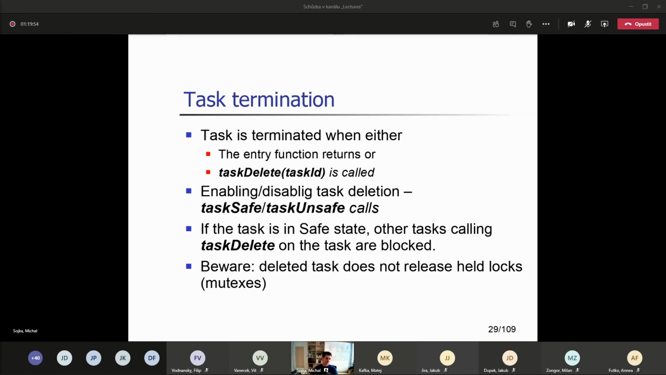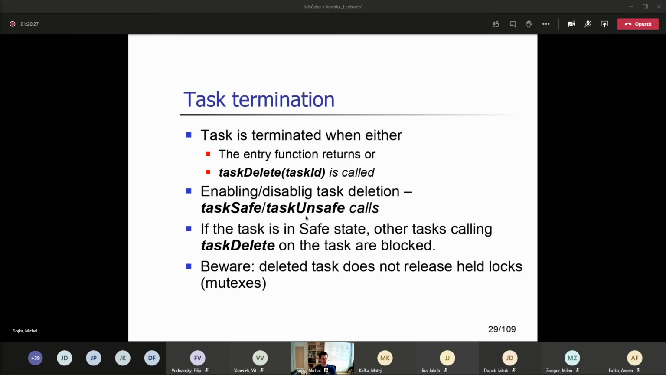And for that, there are two functions. One is called task safe and another is called task unsafe. This is what you will probably need for this week's lab task. When you call task safe, it means that when somebody else calls task delete, this task delete will block until you call task unsafe.